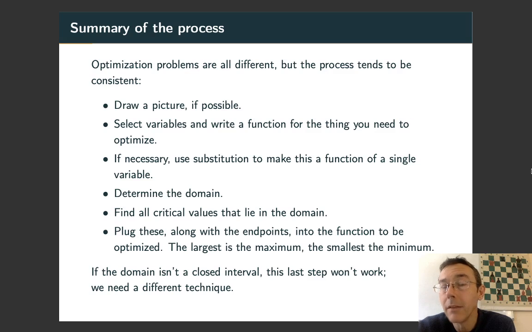Find the domain of the function you're trying to optimize. This is essential. It's something that's frequently left out by beginners on these problems. Apply the closed interval method. Find all of the critical values that lie in that domain, and then plug them into the function. Also plug in the endpoints. The largest of those values is going to be the maximum. The smallest will be the minimum. If the domain is not a closed interval, then we're going to need another technique. We're going to get to that in the next series of videos.